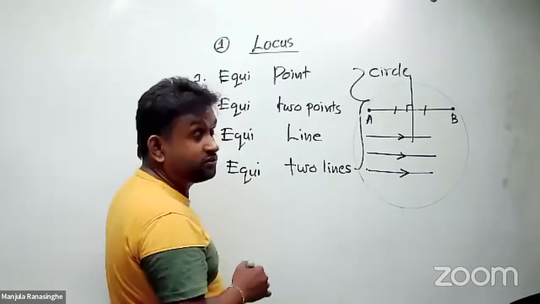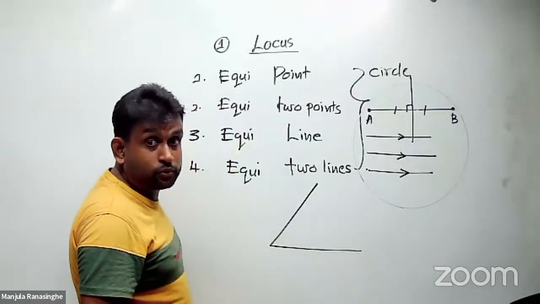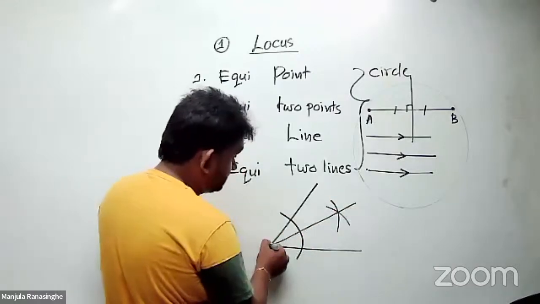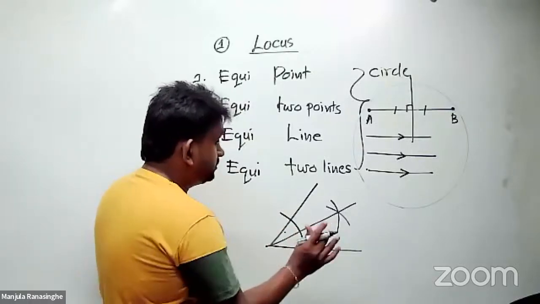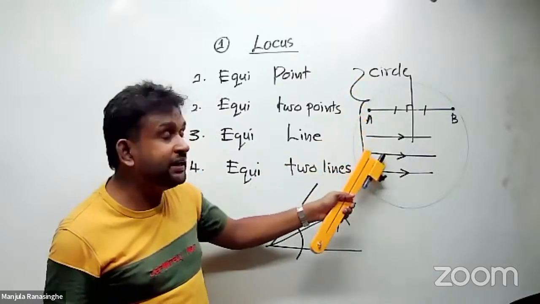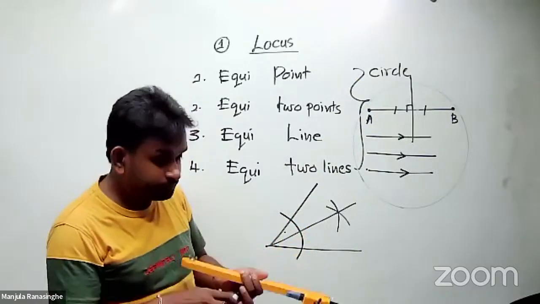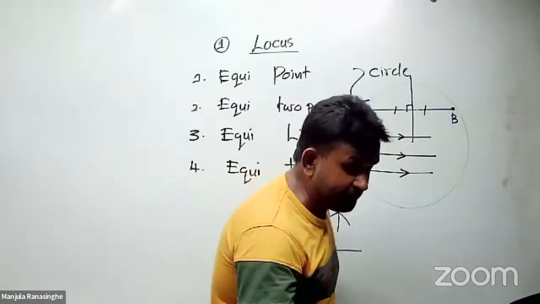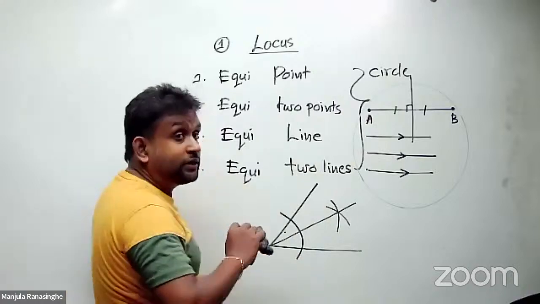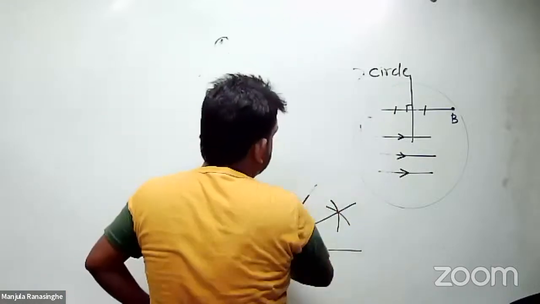The fourth locus is equidistance to two lines. Two lines are given here. Equidistance to two lines means the angle bisector of these two lines. So those are the four locus: first the circle, then the perpendicular bisector, then parallel lines, and lastly the angle bisector. Now I think you are okay with the circle. Then I will draw the perpendicular bisector. You can sketch these things quickly with me. So you can sketch the four locus.